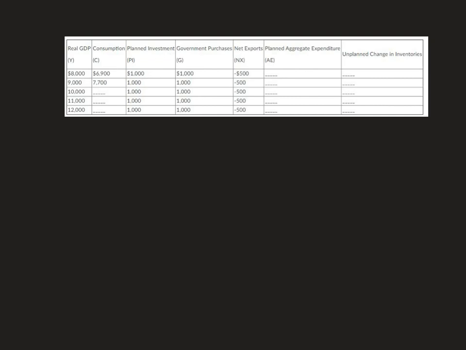Now that you've had a chance to try this yourself, let's go ahead with the explainer video. So we're going to start by filling out these 3 points right here, which is the consumption. The reason we're able to do this is because we talked about how MPC is constant and taxes are equal to 0. Those are the 2 assumptions that we made.